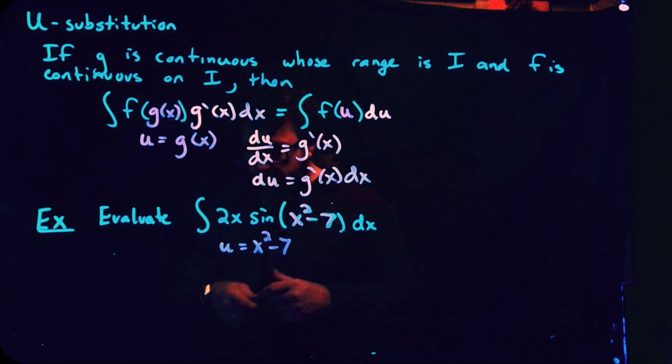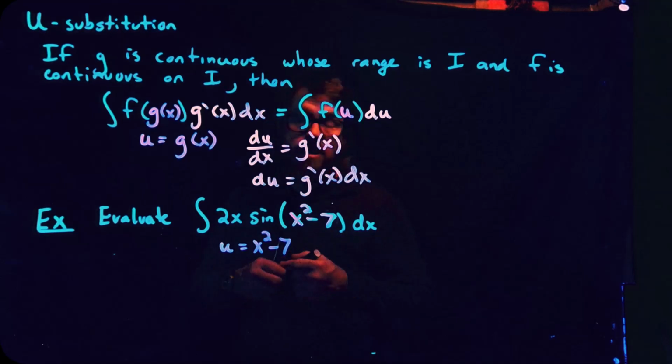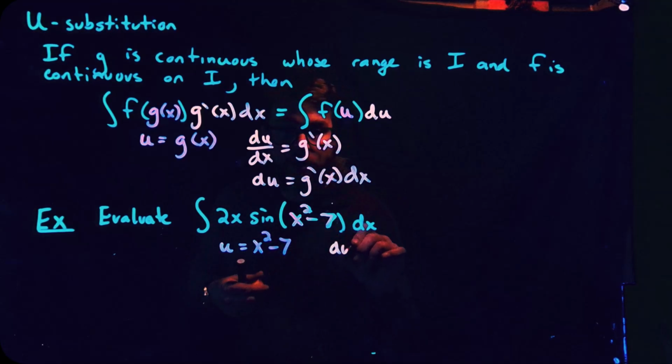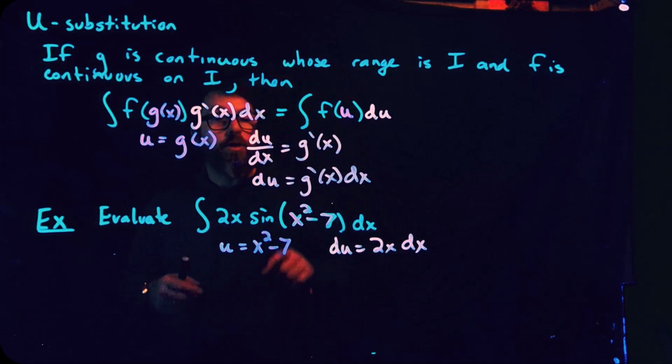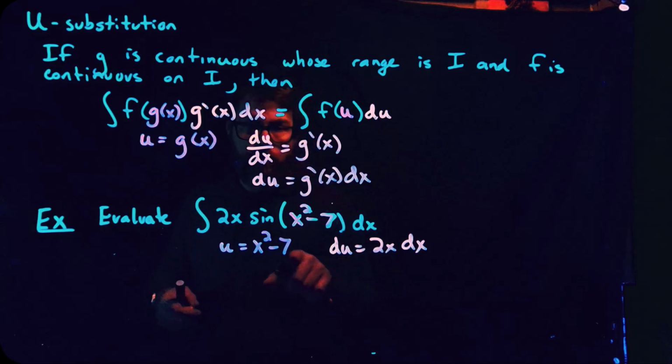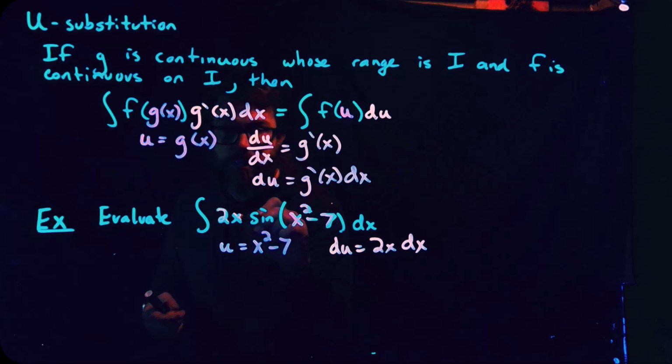Now remember, I need my du as well because I need to not just change the x's into u's, I have to change the dx's into du's. So du is going to be equal to the derivative of this x squared minus 7, or 2x, followed by dx. Notice the beauty of this u substitution is that I also have this derivative in here, that I have this 2x dx.